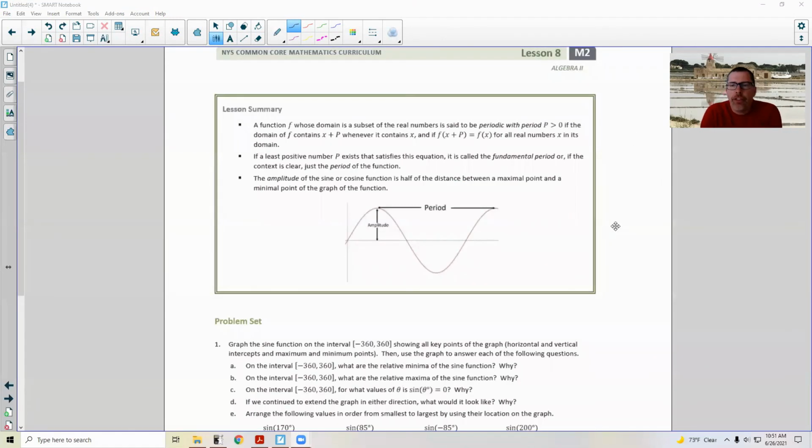Okay, page 5 brings us to the end of lesson 8. Review the lesson summary and go to your problem set.